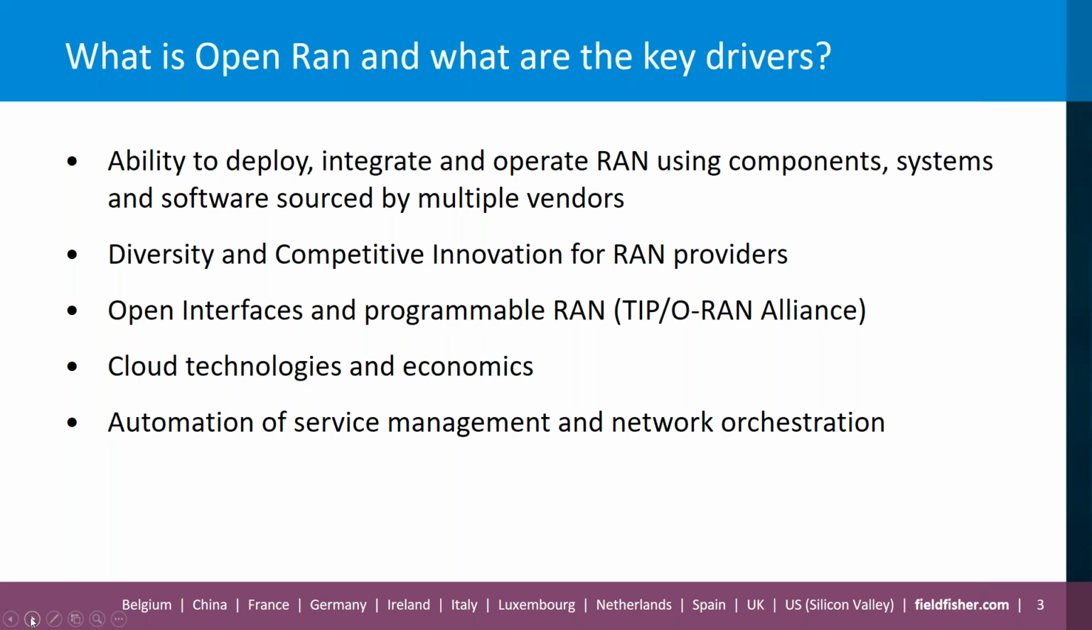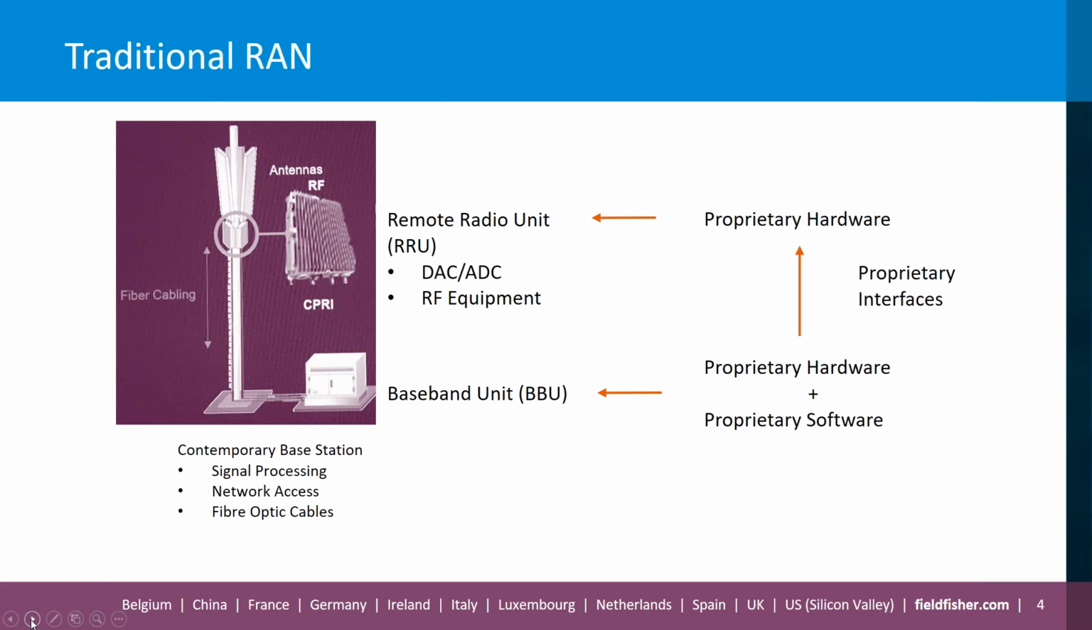And the last key driver on the slide is the need for automation of service management and network orchestration. When we spoke in the second webinar about network slicing, actually that automation of service management is going to be key if 5G delivers in terms of a network slicing vision. So if we can go on to the next slide.